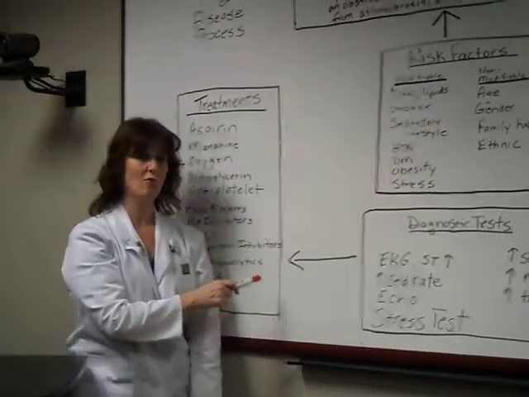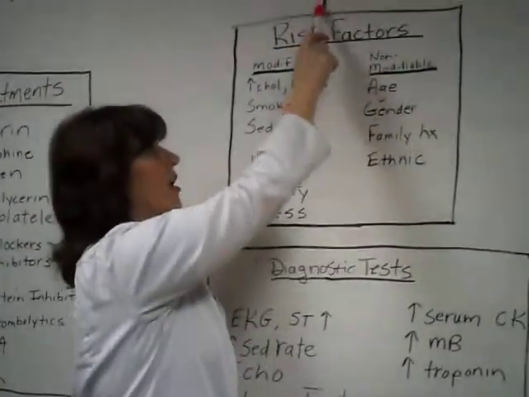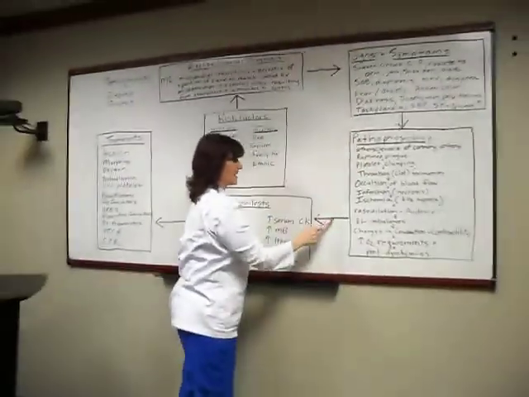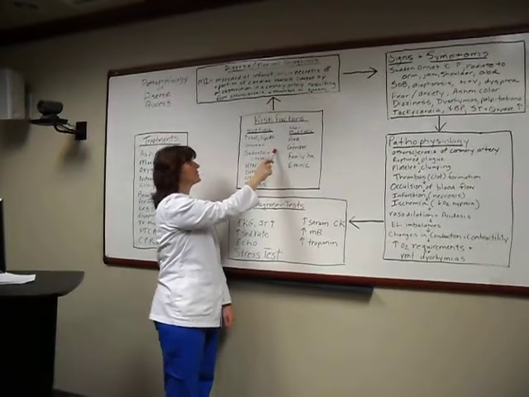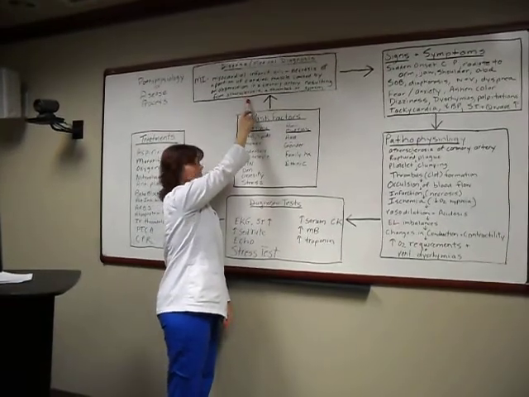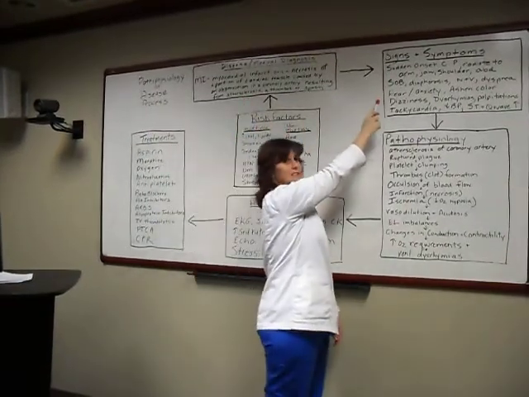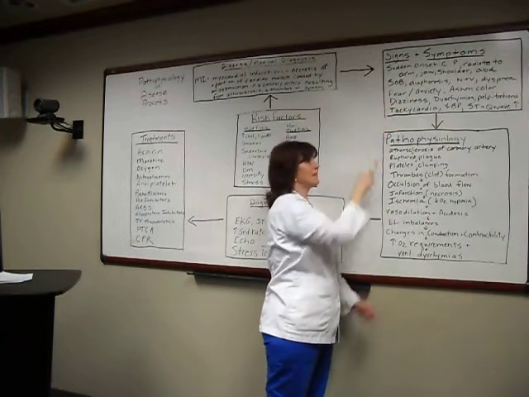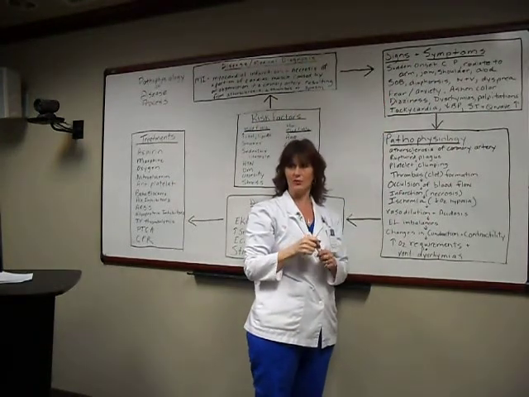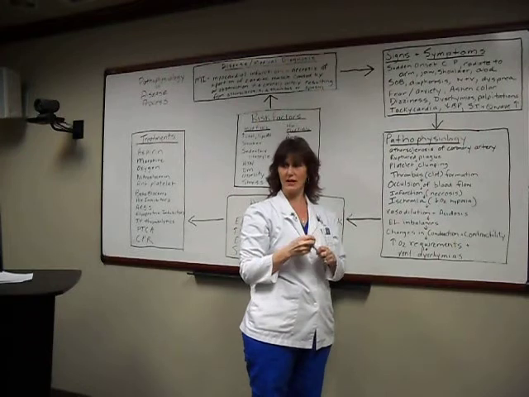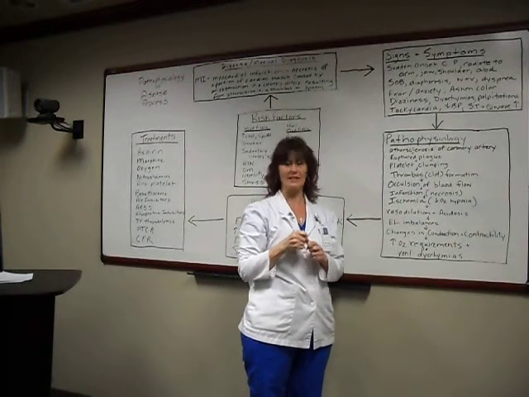So when we look at the whole map, you see how all of the concepts are all related. The risk factors lead to the diagnosis, which leads to these types of signs and symptoms. Now, you may not have all of these with your patient. You may only have some or sometimes none. Some people have silent MIs.